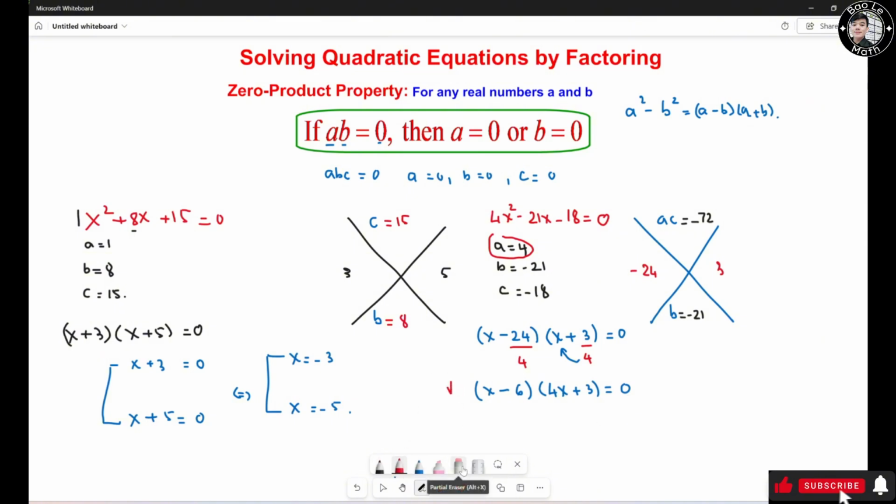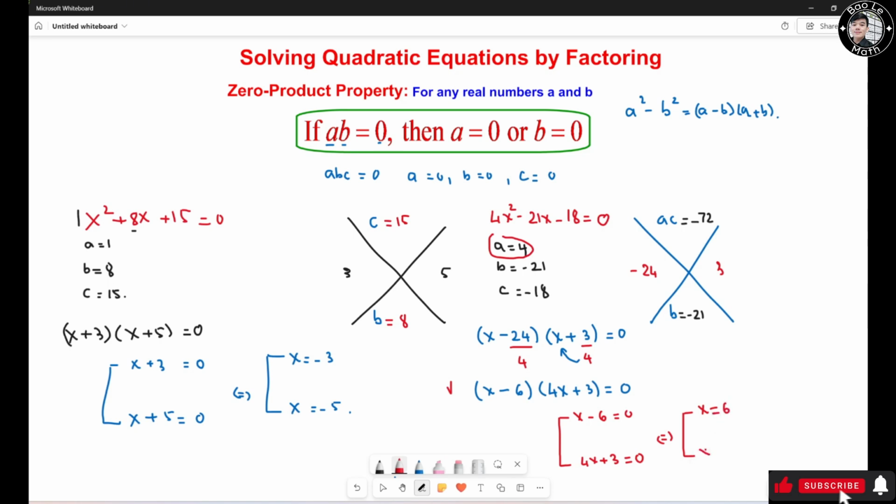Keep that in mind. Alright, so this is the zero product. You just let each of these equal to 0. So I have s minus 6 equal to 0, 4s plus 3 equal to 0. Alright, and then solve for s. So the first one I just add 6 both sides, so s equal to 6, right?